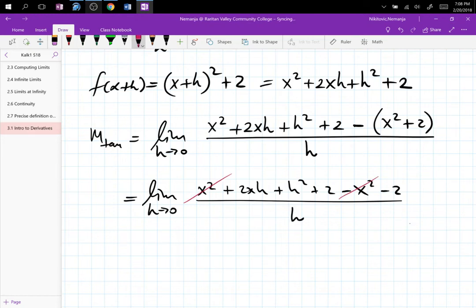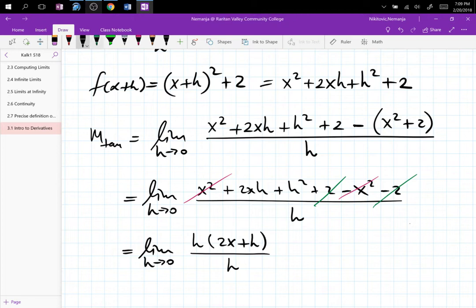x squared and negative x squared die, and positive 2 and negative 2 die, leaving behind only terms with h where you kick one h in front. So the limit as h goes to 0, h goes in front, is 2x plus h divided by h. These cancel, and as h goes to 0, your answer now is 2x.